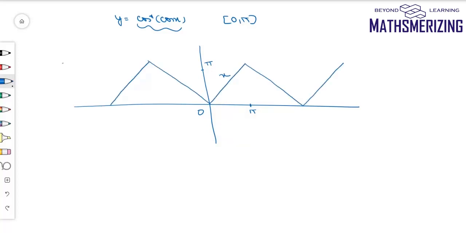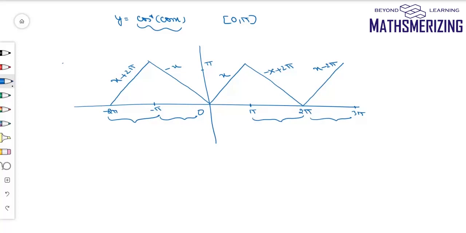Now again, I'll draw these zigzag lines and then I'll mark the points. So this is pi, 2 pi, 3 pi, minus pi and minus 2 pi. Now between minus 2 pi and minus pi, it will be plus x and then plus 2 pi. Between minus pi and 0, it will be minus x plus 0. Between pi and 2 pi, it will be minus x plus 2 pi. And then between 2 pi and 3 pi, it will be x minus 2 pi. So that is the graph of cos inverse of cos x.